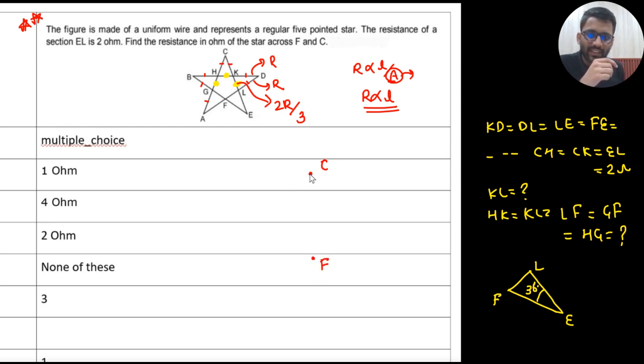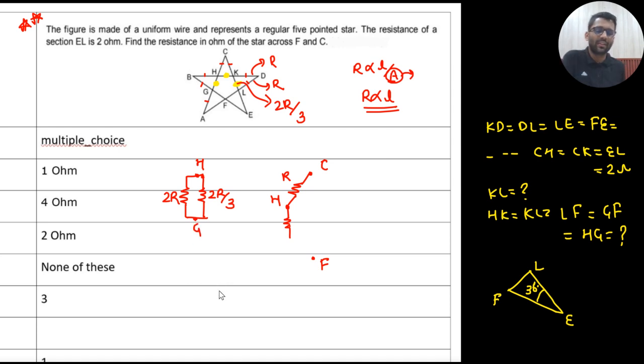So between C and H there is R. Right? Between H and G, how much resistance is there? Let's check H and G. Between H and G there is 2R by 3. Right? And in parallel to this, these two will come in series. BH and BG will come in series. What would that be? R and R, 2R. This is your H. This is your G.